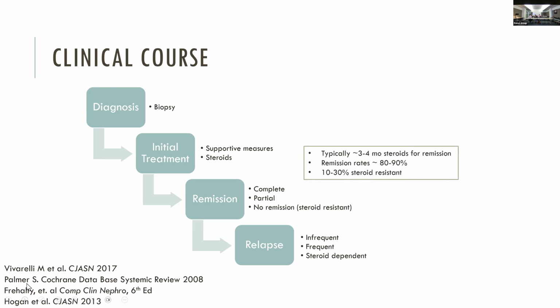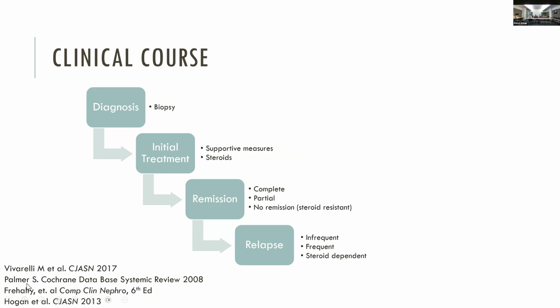Typically it's going to be 3 to 4 months of steroids for remission. In these patients, remission rates are good, 80 to 90%, but 10 to 30% of these patients are going to be steroid resistant. And then in terms of relapses, two-thirds will relapse on steroids alone, 25% will frequently relapse, and then 30% will become steroid dependent.